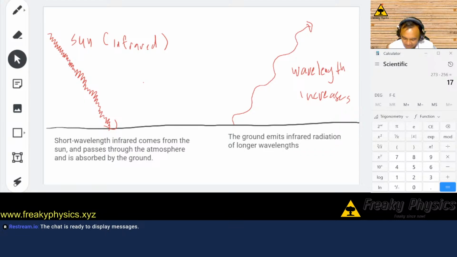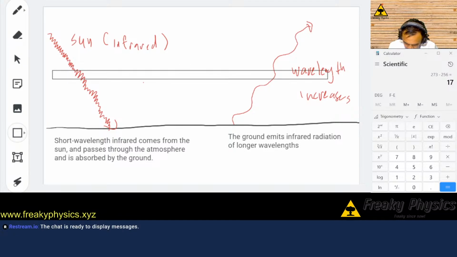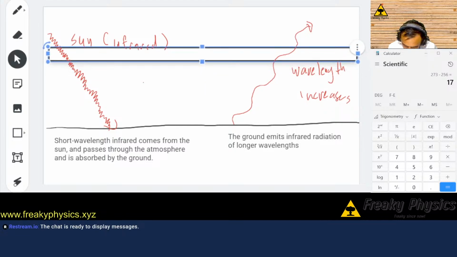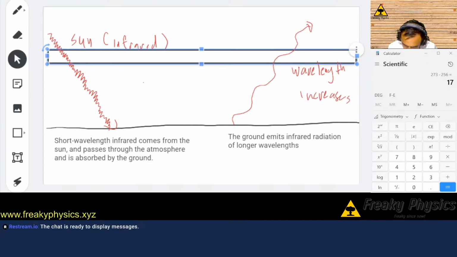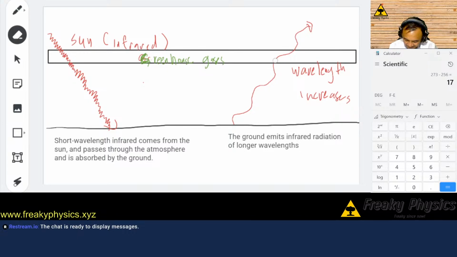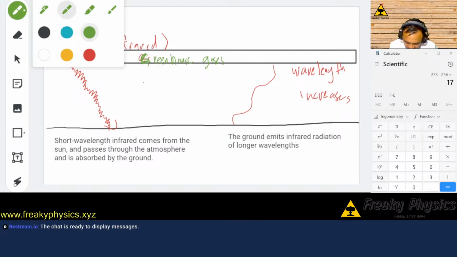Okay. Now the thing here, and here's the important part, I'm going to draw part of the atmosphere like this. This is part of the atmosphere, and I'll just say that these are the greenhouse gases. Let's use green for that. Okay. The greenhouse gases do this. What's happening here?